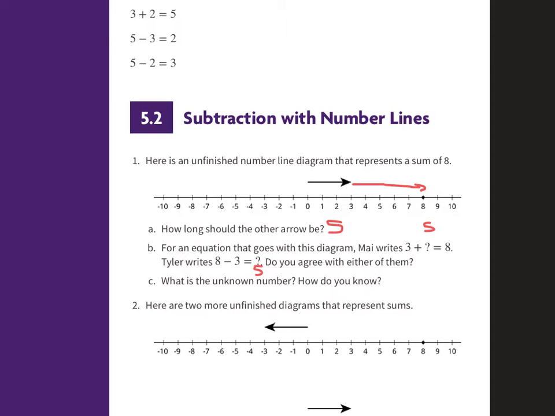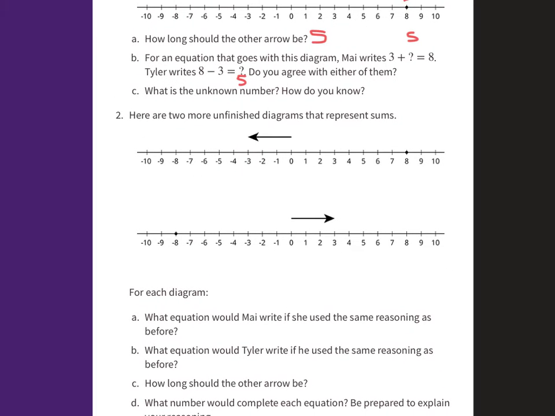Number 2, here are 2 more unfinished diagrams that represent sums. So this is the middle of page 44. It says, for each diagram, which equation would Mai write if she used the same reasoning as before? So Mai is using an addition problem. So Mai has negative 3. We're starting with negative 3 here. So negative 3 plus some number equals my ending point. Well, if you notice, my ending point's over here at 8. So equals 8. Okay? What equation would Tyler write if he used the same reasoning as before?